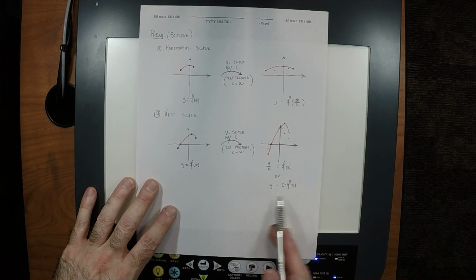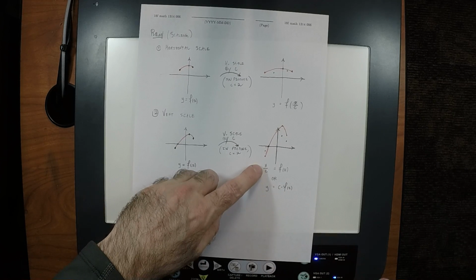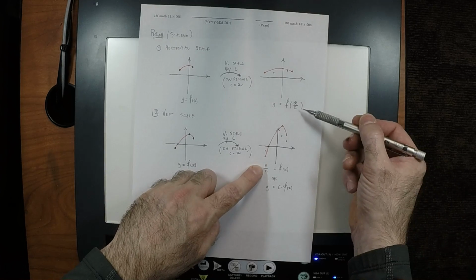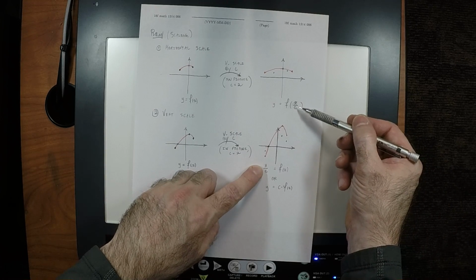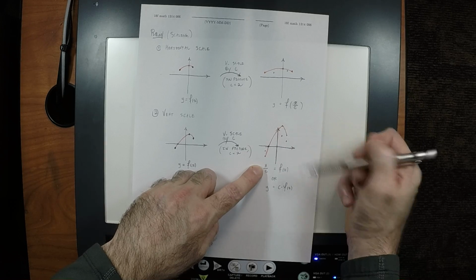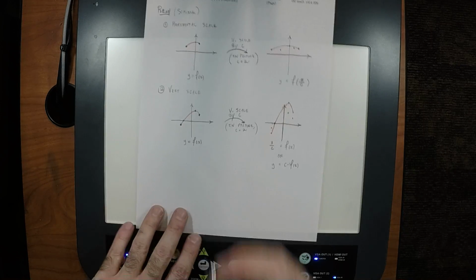The book writes it this way. But I think it's important to be able to think of it in this way, because as for this c that's inside of the argument, you can't get it out. It doesn't come out. All right?